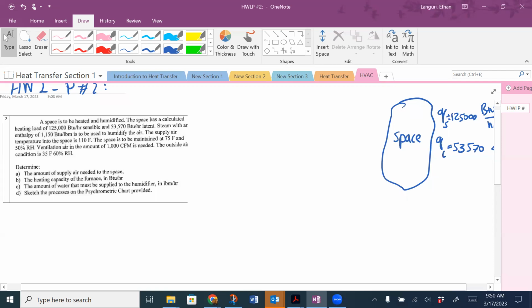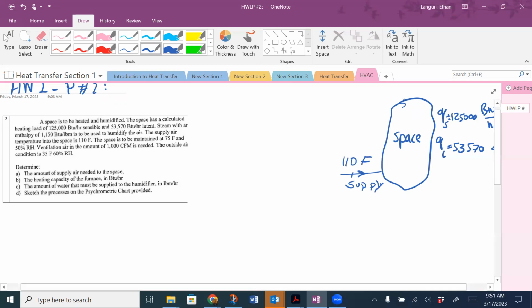air. Supply air temperature into the space is 110. That is my supply. This is 110 F. Okay. The space is to be maintained at 75 Fahrenheit, 50% RH.